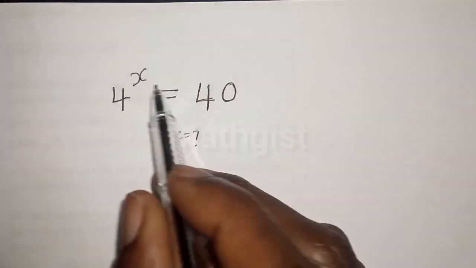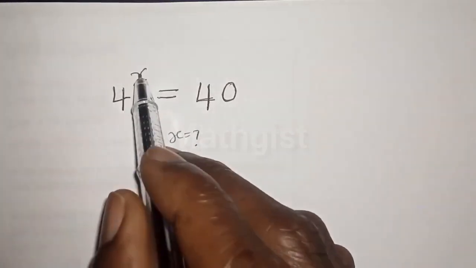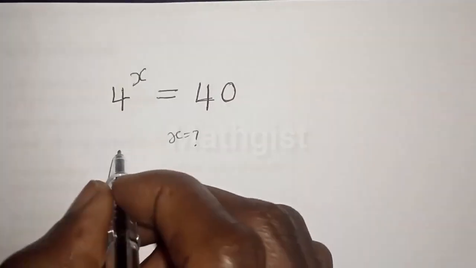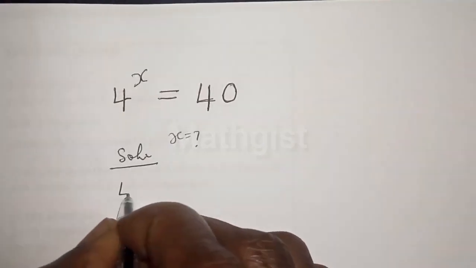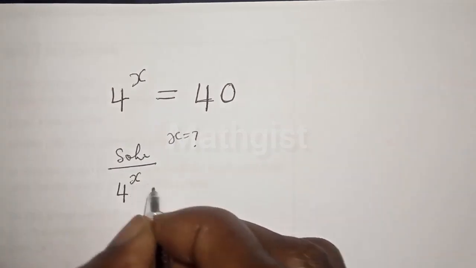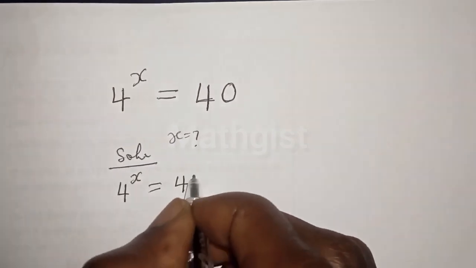How to solve for s from this given equation: 4 raised to power s is equal to 40. Solution. 4 raised to power s is equal to 40.